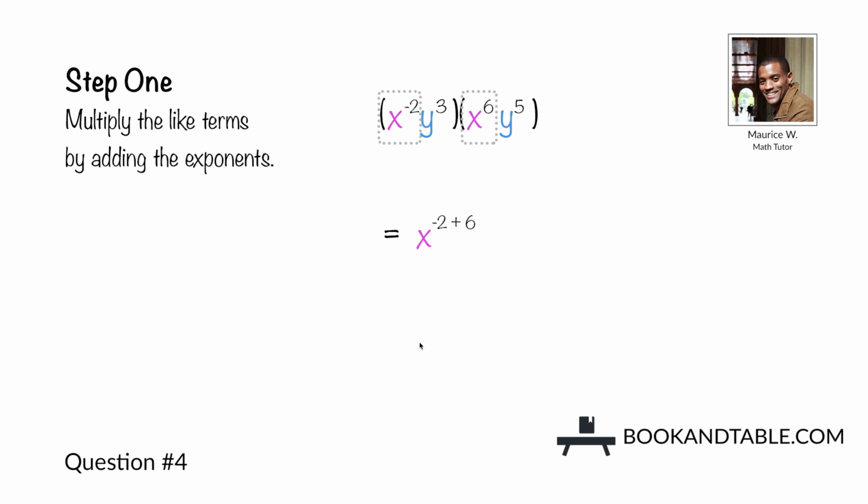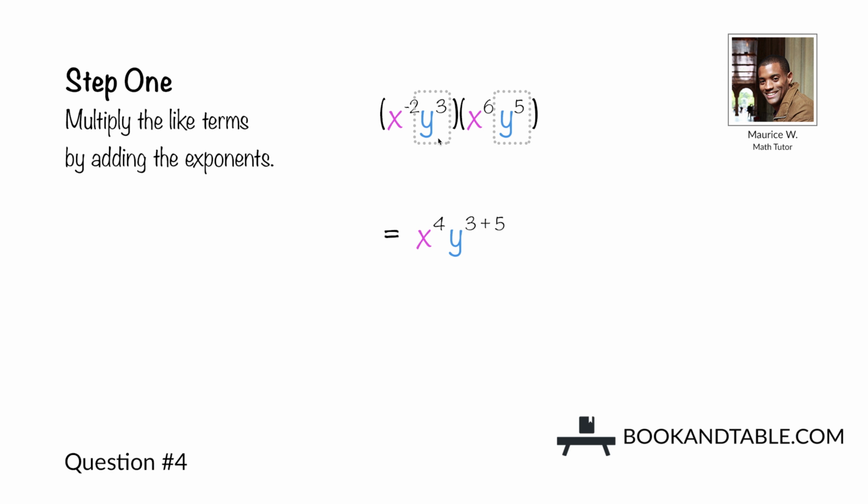Step 1. Multiply the like terms by adding the exponents. So we'll multiply our variable x times x, and then we'll multiply our y's. So we have x to the negative 2 times x to the 6th. When we add their exponents, we get x to the negative 2 plus 6, which equals positive 4.